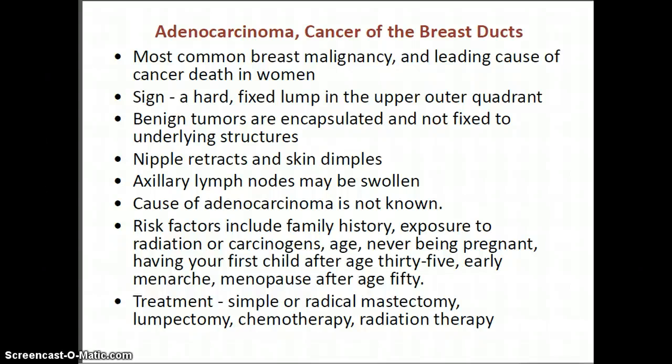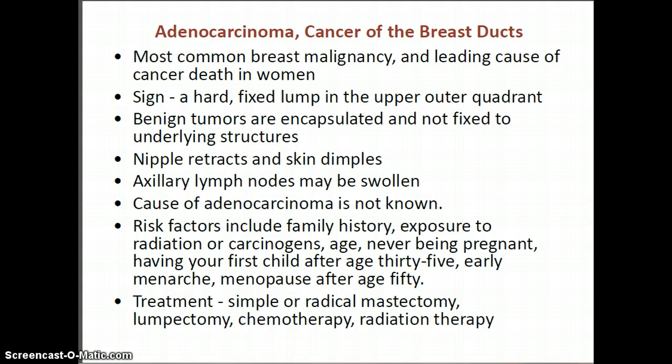Here are some of the signs. A hard fixed lump, generally in the upper quadrant of the breast. Benign tumors are encapsulated and not fixed to underlying structures, so they have a different kind of feel than malignant tumors, but often a biopsy is definitely needed to confirm. The nipple could retract and the skin could dimple, but this doesn't always happen. The axillary lymph nodes may become swollen.